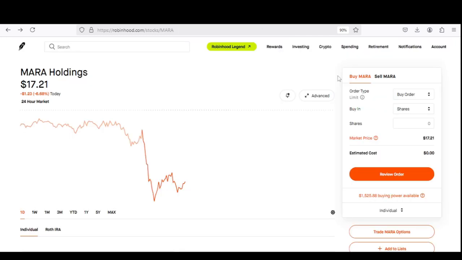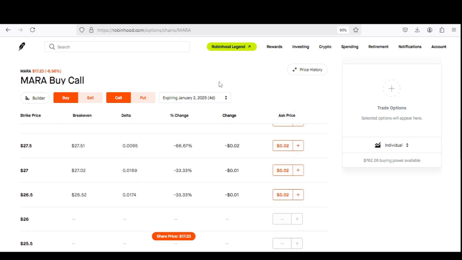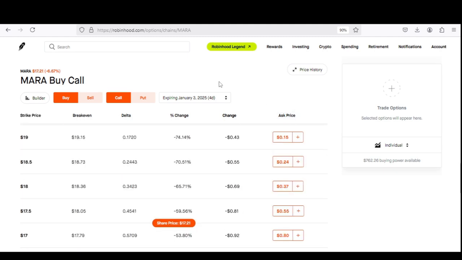So for today's video, we're going to continue using Mara, and I'm going to show you how to choose your expiration date. That's going to give you the best profitability for your own personal preference. So we're going to go ahead and trade Mara options in order to open up the option chain. What is the option chain? The option chain is information that allows us to make an informed decision to choose our strike prices, our expiration date, and the premium we're going to be receiving.